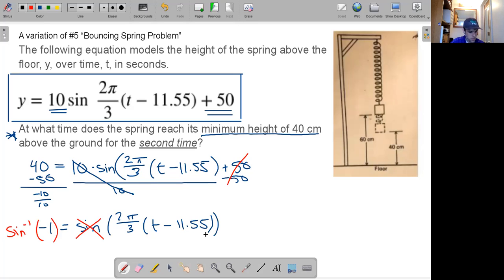Sine inverse of -1 is actually a nice value because on the unit circle, there's only one coordinate, one place that has a sine value of -1. That's all the way down at the bottom of our unit circle. So that would be pi over 2, -pi over 2, or 3 pi over 2, however you do that. So I'm actually gonna calculate this. I'm gonna do shift sine -1.